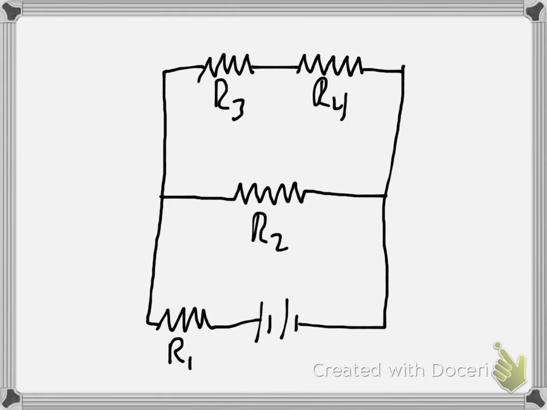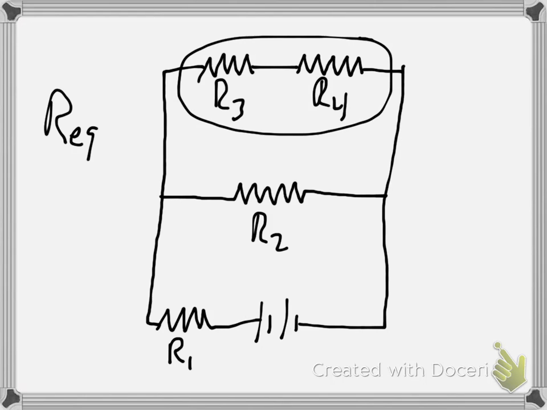So to reduce this into an equivalent resistance, the whole point of part A is to find the equivalent resistance. Note that these two are in series, and so if we have an equivalent resistor for those two, then our picture will look something like this.